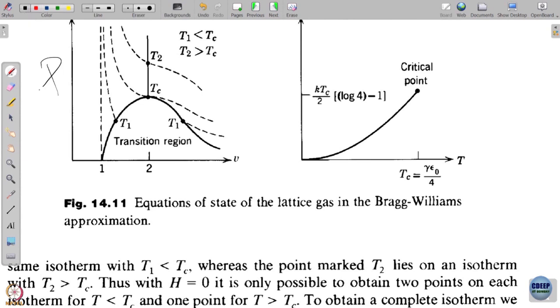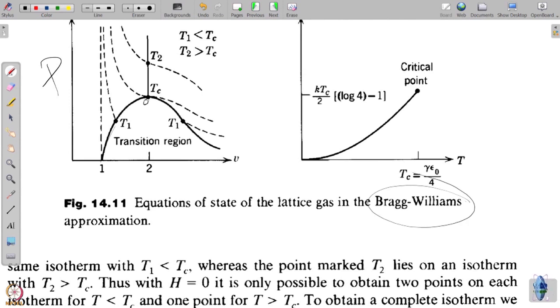Pressure versus volume, you all know this isotherm, and this is the critical point. And this is the inverse parabola that I was drawing as density versus temperature. If I plot against temperature, I get that the top is the critical point, and the lattice gas equation of state.